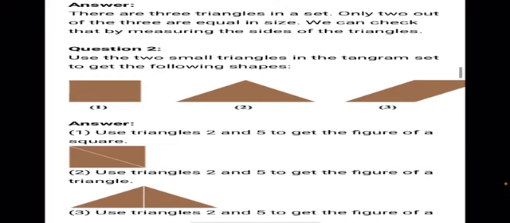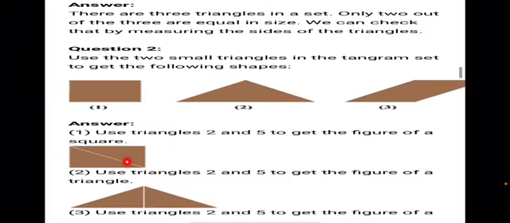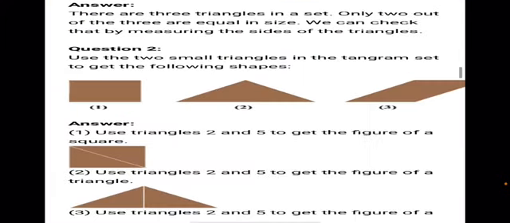So using triangles 2 and 5 to get the figure of a square. So 2 is also a triangle and 5 is also a triangle. So when we join these 2 figures 2 and 5, we will get a small rectangle. Yes. Now using triangles 2 and 5 to get the figure of a triangle. Now again, if we take 2 and 5 and we place it in such a way that it will look like a big triangle. Like this.